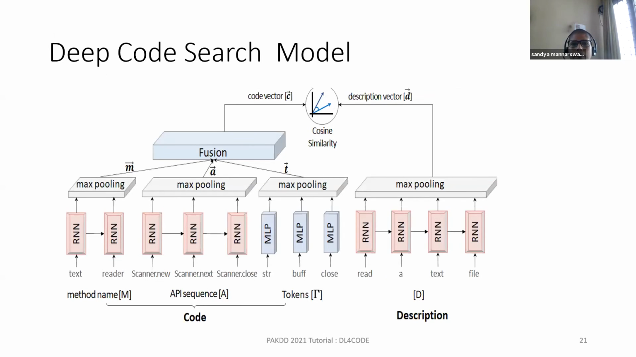Just to get back, the key thing to remember if you want to extend this work is that you can use any type of representation for the source code and the natural language description. The key idea is to think about how they can be fused together. They used cosine similarity, but we can also think about using other methods. That is the other way of extending this particular piece of work.